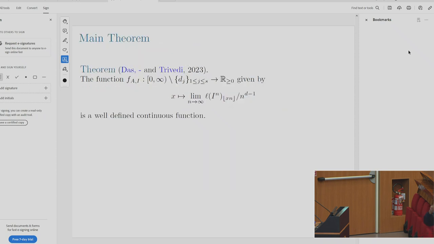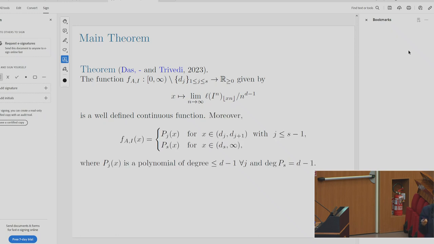So this helps us to define a function in this manner. We are basically taking the slope x and we are seeing the growth along that slope. And we show that this is a well-defined continuous function. And we further verify that these are piecewise polynomials. In the previous chambers, these non-trivial chambers, they are polynomials of degree at most d minus 1, but for P_s, this exactly equals d minus 1, because in that case there is no quasi-polynomial term, and we can show more on that.